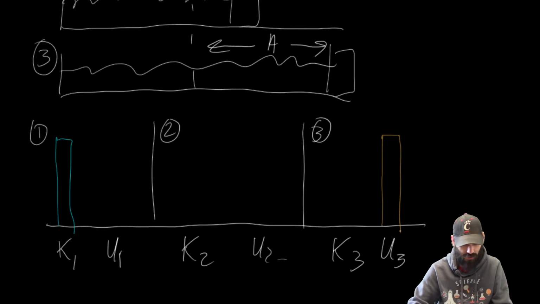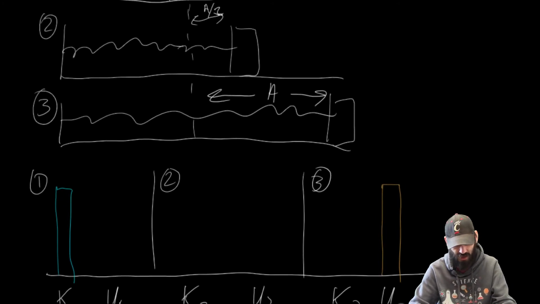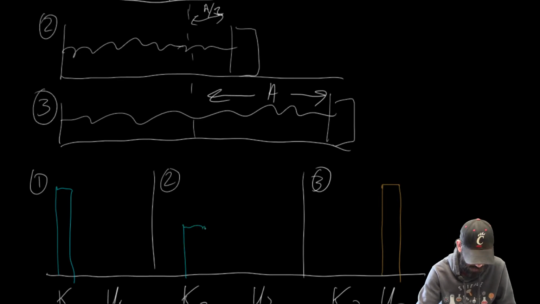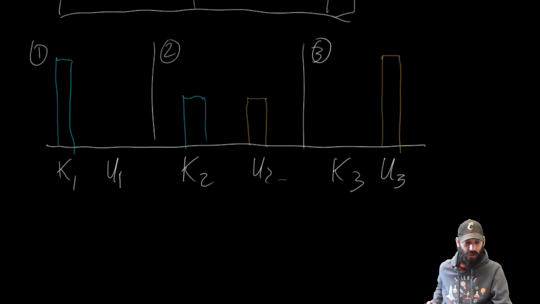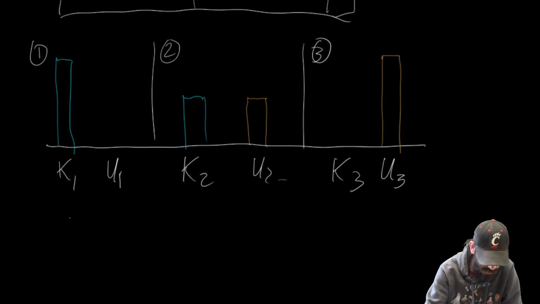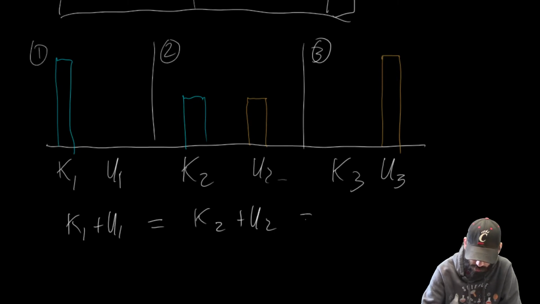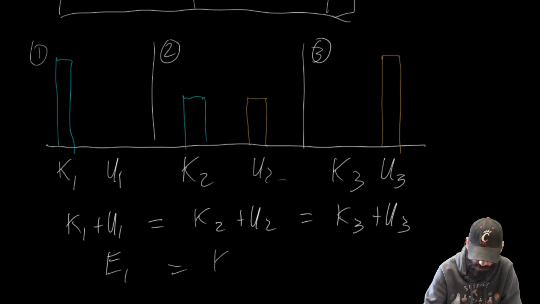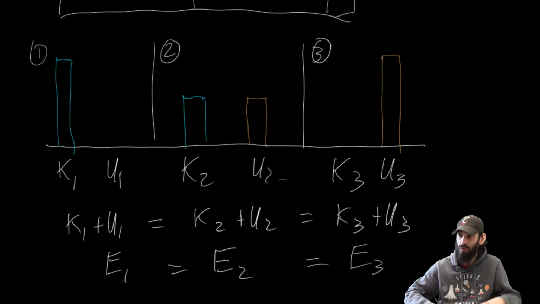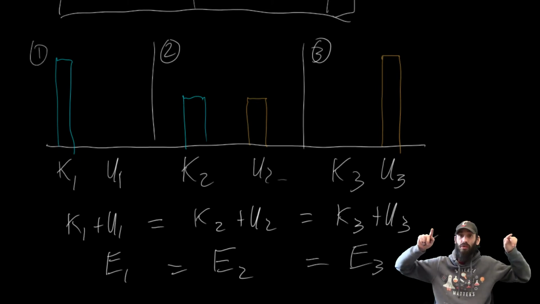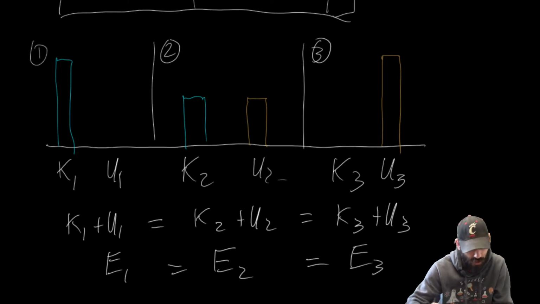But then somewhere in the middle, we're going to have a combination of both, and they're not going to be exactly the same height. For the sake of right now, I'm going to make them the same height. When you add these two bars together, you get the other two bars. So really, K1 plus U1 is equal to K2 plus U2, which is equal to K3 plus U3, or E1 is equal to E2 is equal to E3. This is what we're saying with conservation of energy. It's not just a point and a point. It's the whole thing that the energy is going to be constant.